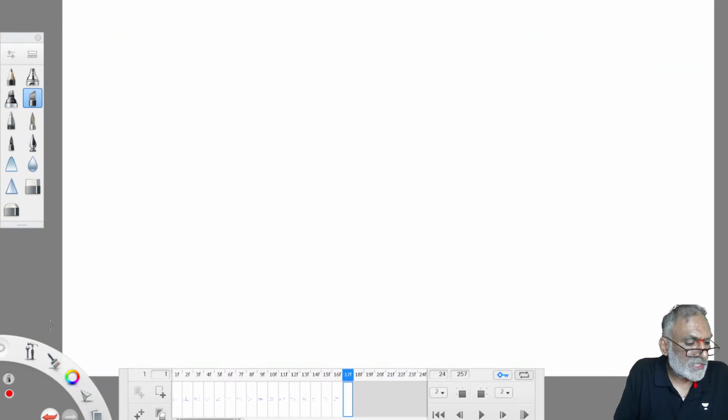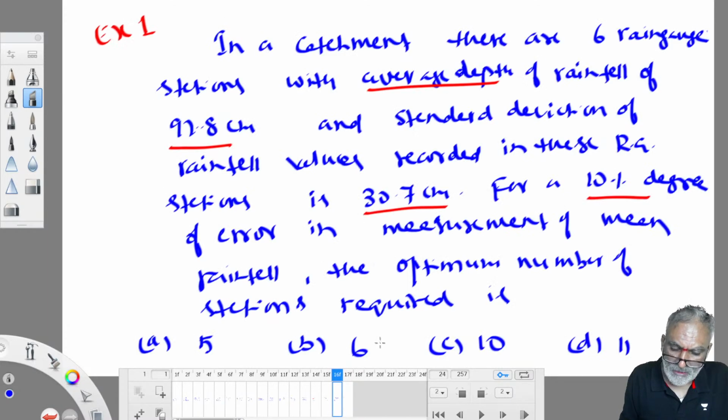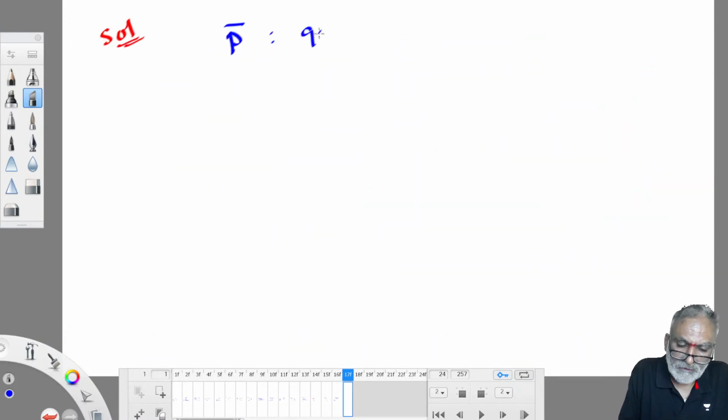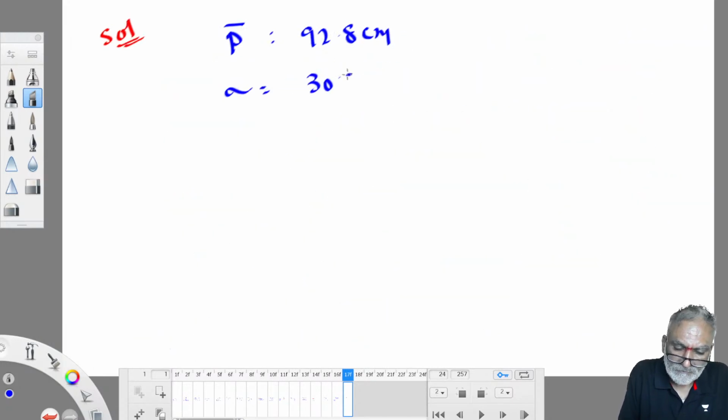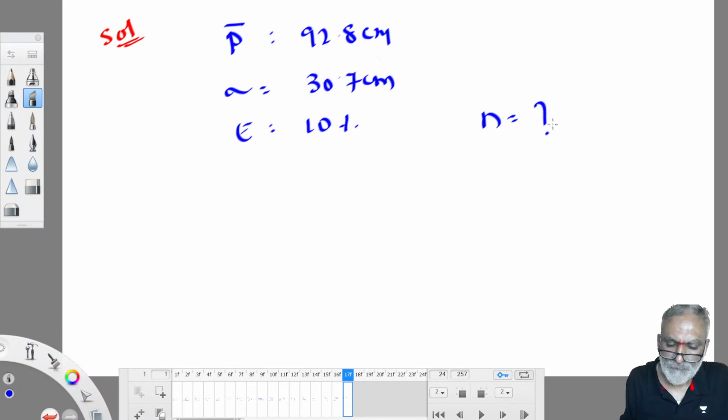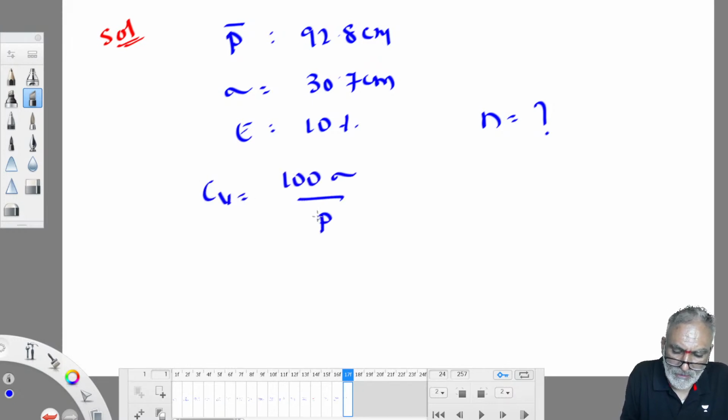So the solution to this question: P bar is given. What is P bar? 92.8 centimeter. Standard deviation is given as 30.7 centimeter. And E is given as 10%. And you have been asked to find out the optimum number N. Come on, work out. What do you have to work out? Only CV. CV is equal to 100 sigma by P bar.